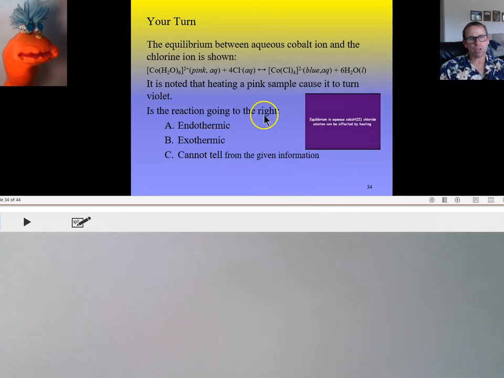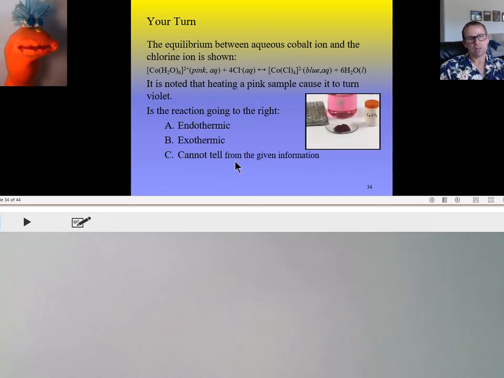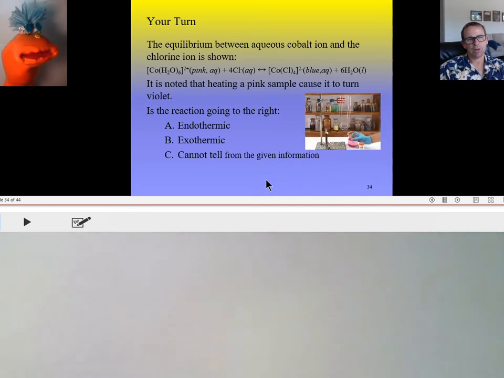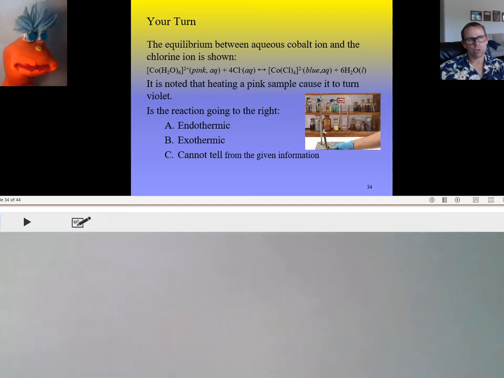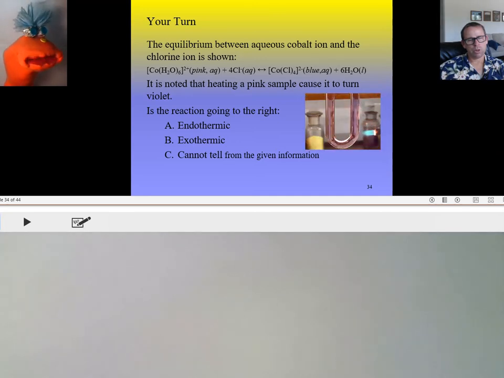Is the reaction going to the right endothermic, exothermic, or can't we tell with just this much information? What do you think? Well, let's see. You heat it and it turns blue, so that means that when you heat it, it goes to the right. That means that when you add heat, it shifts to the right. So there must have been heat on the reactant side, is that right?